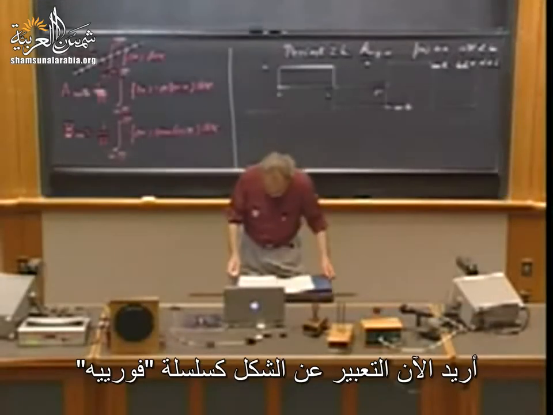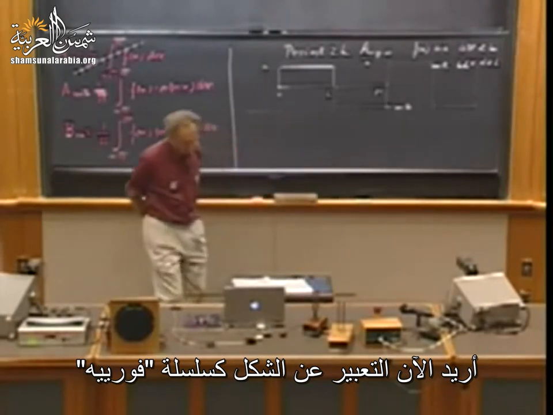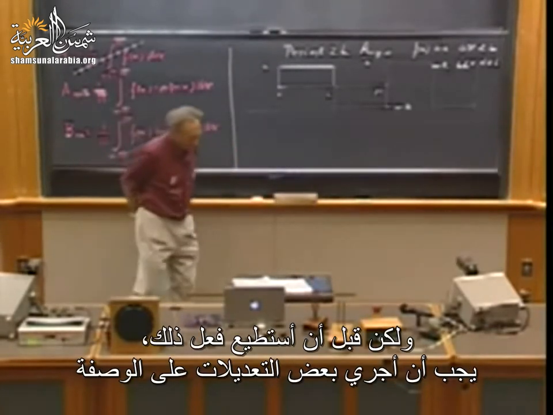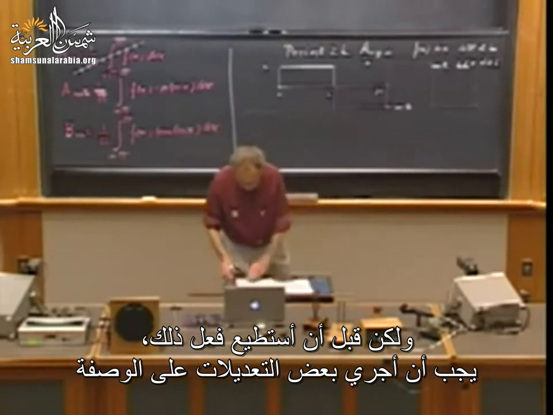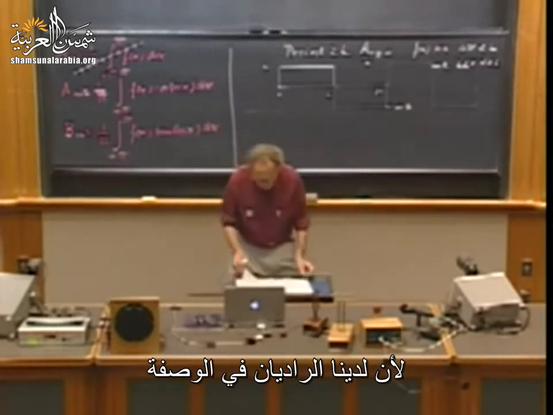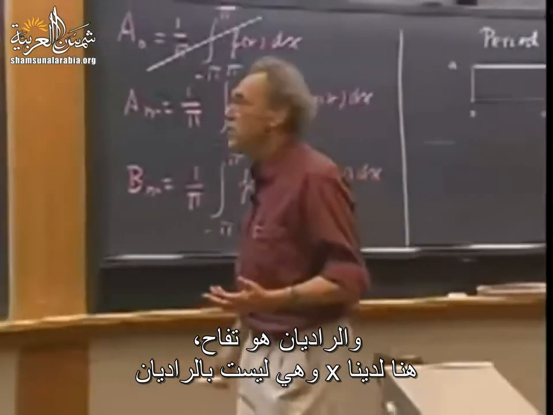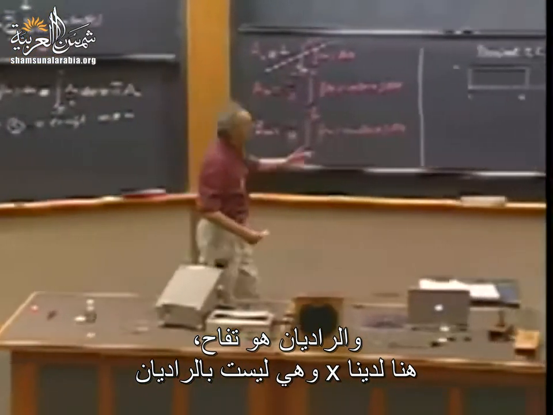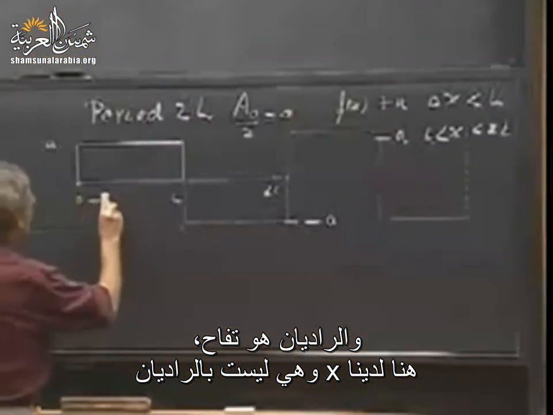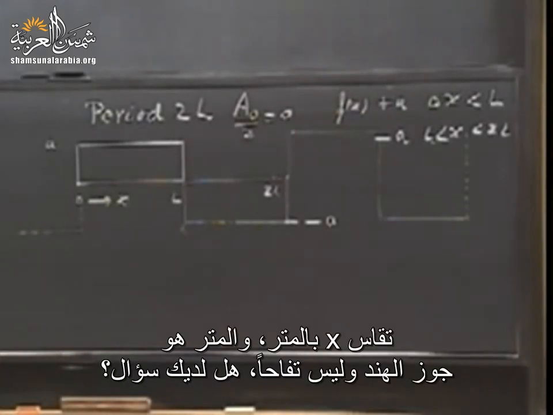Now I want to express this shape into a Fourier series, but before I can do that, I have to make some changes in the recipe, because in the recipe we have radians, and radians are apples. Here we have x, but that's not radians, that is meters, and meters are coconuts.